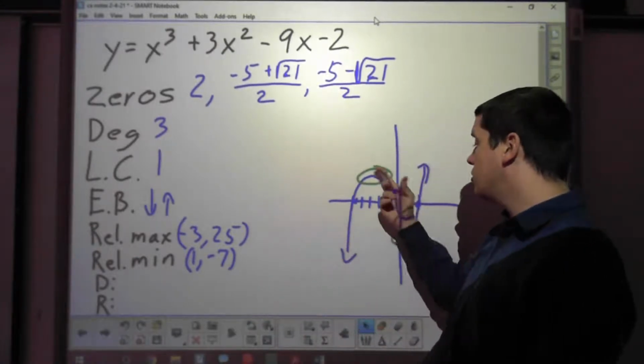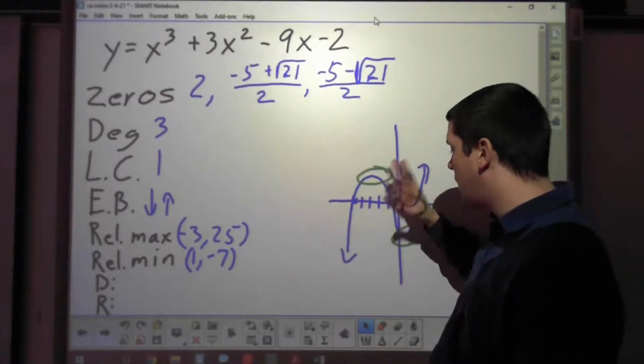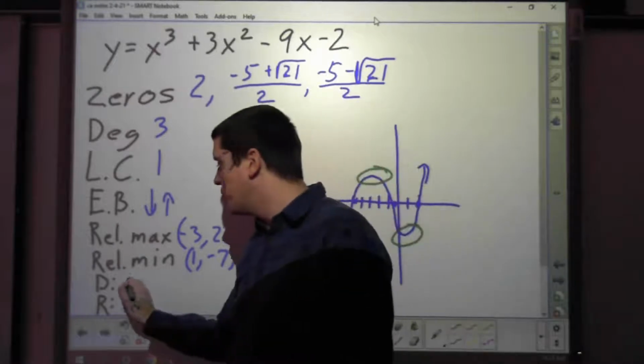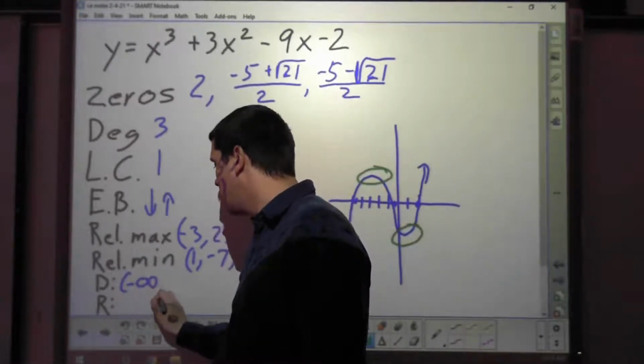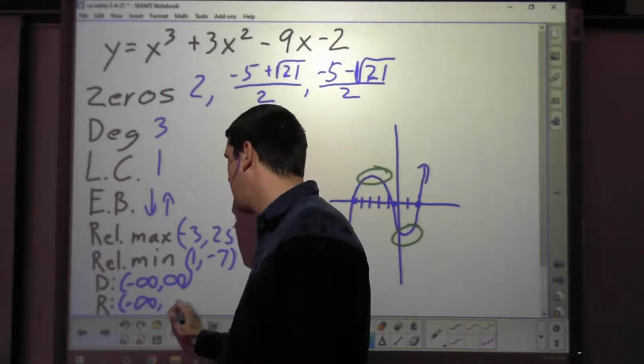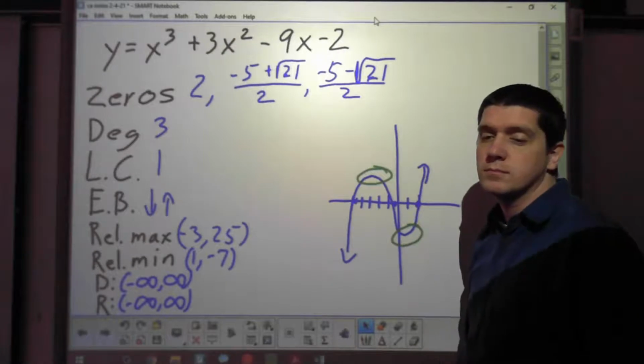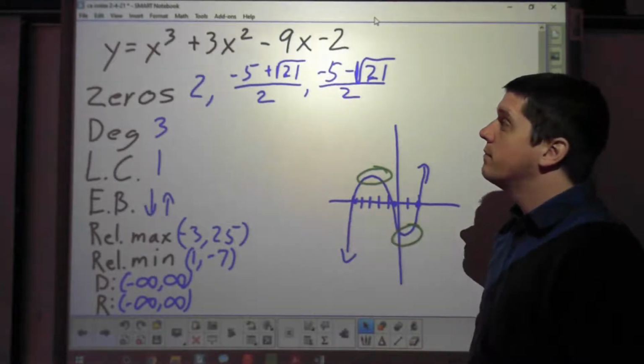So domain and range, obvious domain, range, I'm going down, I'm going up, I'm hitting everything in between. So in both these cases, -50, +50. That's the big idea.